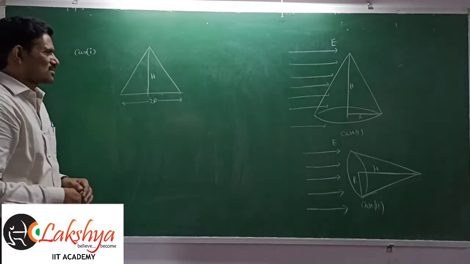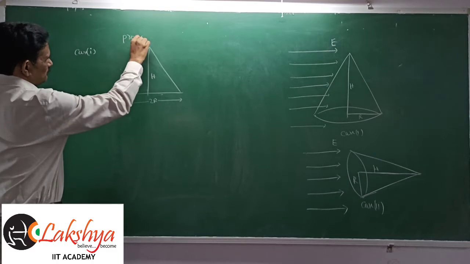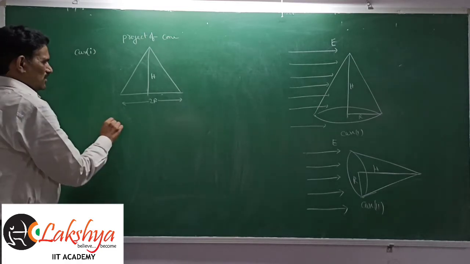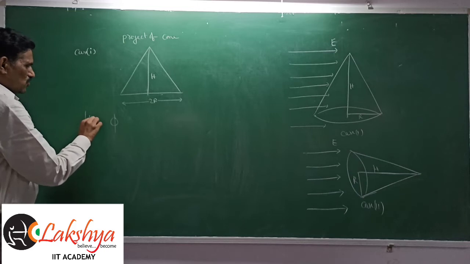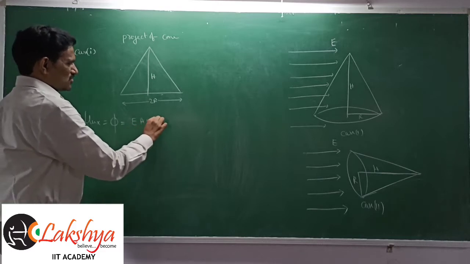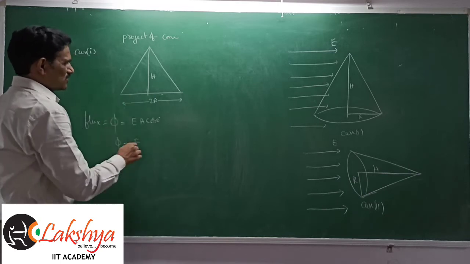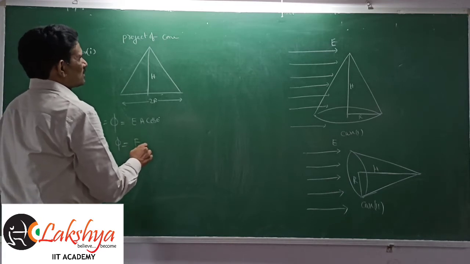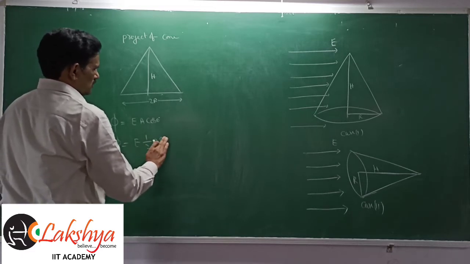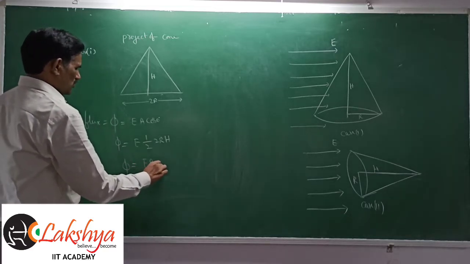Now the area of this projection we can write as, this is a projection of the cone. So the flux entering the cone we can write as phi is equal to E into A, that means cos 0 we are considering here. So the flux passing through this triangular surface is E into the area, 1 by 2 into 2R into H. And so this flux you can write as E into R into H. So it is the flux passing through that cone.